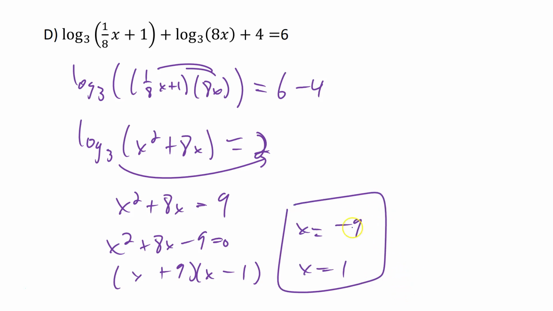Well, we better check them. 1 looks okay. 1/8 plus 1, that's a positive number. 8 times 1 is a positive number. But negative 9, nope, that's extraneous. So just x equals 1. That's our only solution.